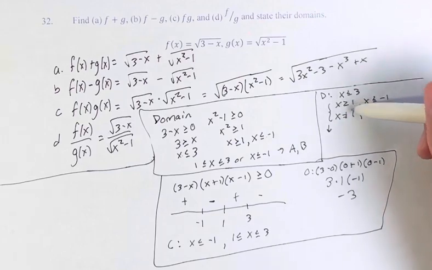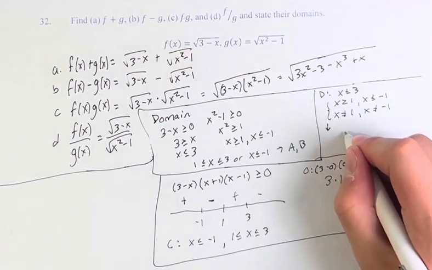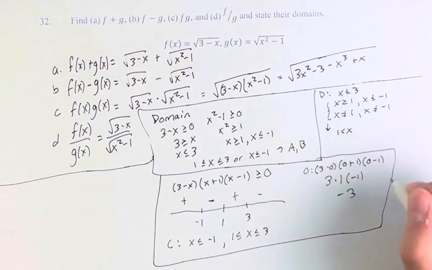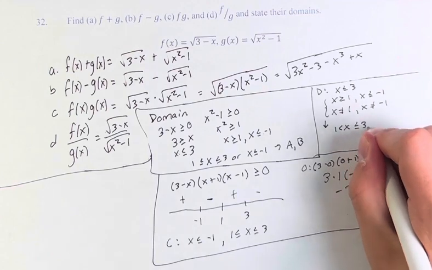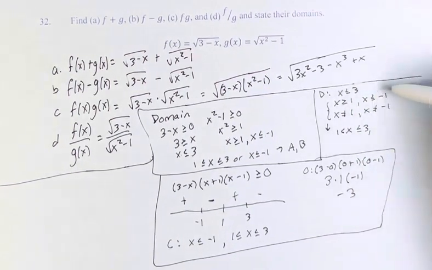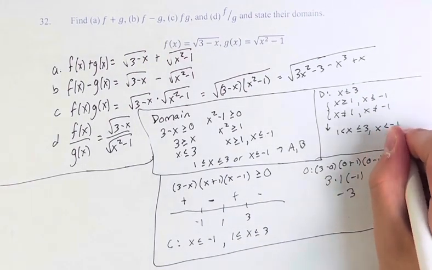If x has to be greater than or equal to 1, but it's not equal to 1, then x can be greater than 1. And x is still less than or equal to 3. That doesn't change. And then x can also be less than or equal to negative 1. However, it can't be equal to negative 1, so therefore it's strictly less than negative 1.